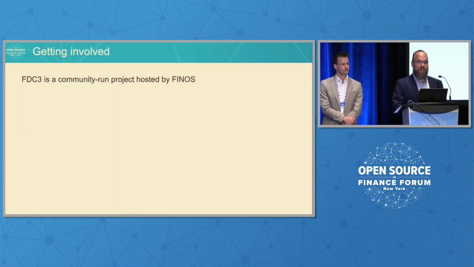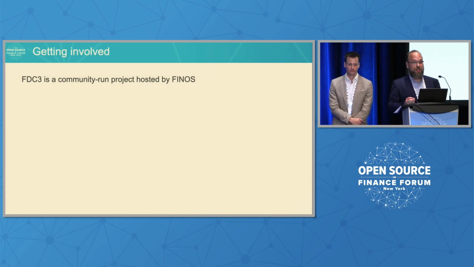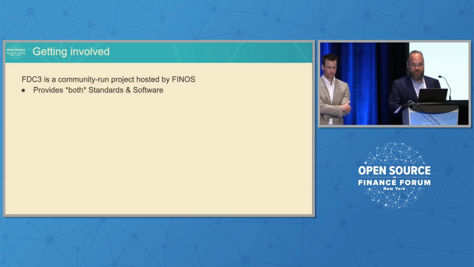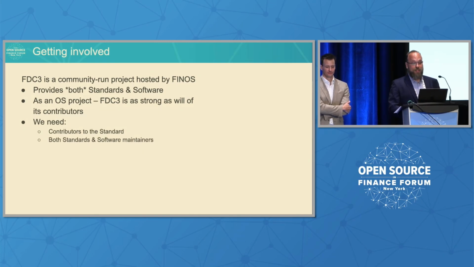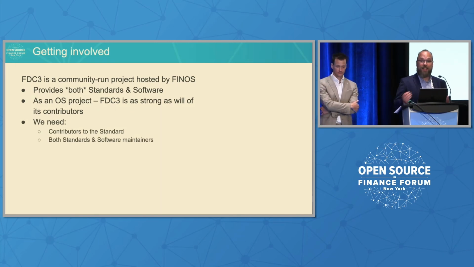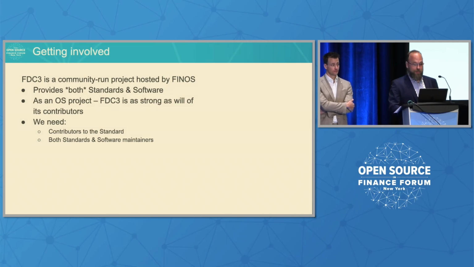So if you're interested in getting involved, remember that FDC3 is a community-run project hosted by FINOS. It provides both standards and software, and as an open source project, FDC3 is only as strong as the will of its contributors to do that maintenance. So we need more contributors. We need standards and software maintainers to come and actually support it, keep it current, implement some of the changes, do organizing activities, and we need more editors and reviewers to keep us correct, honest, and up to date.